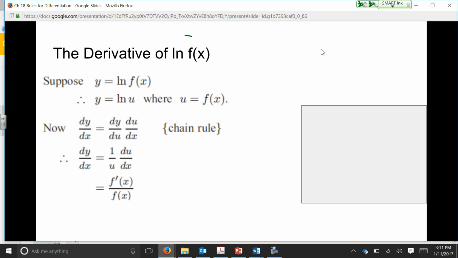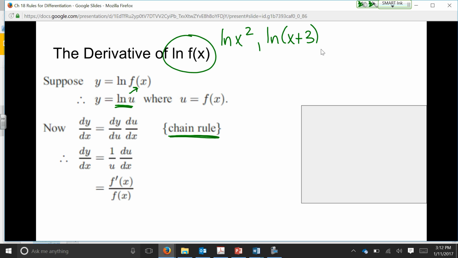But what if we have the natural log of a different function? What if we have the natural log of x squared, or the natural log of x plus 3? Well, if we're in that situation, then we have to take a different approach. And this approach, just like it was when we dealt with the exponential function and their derivative, is an application of the chain rule. So we start by just looking at the natural log of u, where u is just whatever that function f of x is. And then we just say, okay, if we're trying to find the derivative of y with respect to x, application of the chain rule says you do dy/du times du/dx, which makes it pretty simple for us down here.